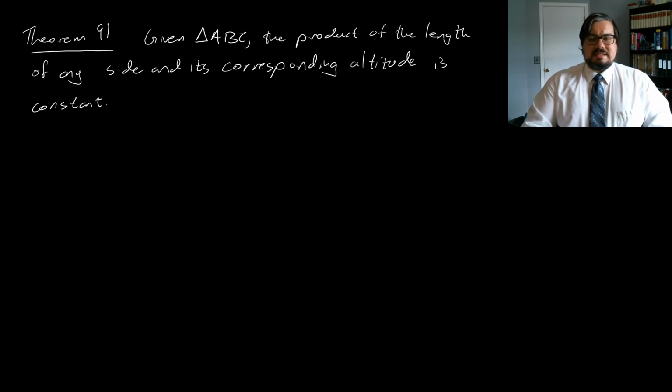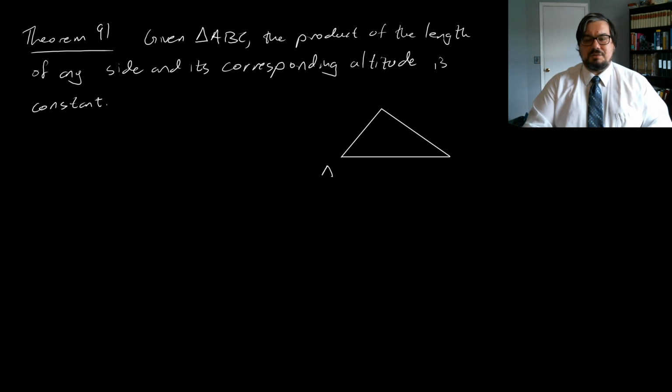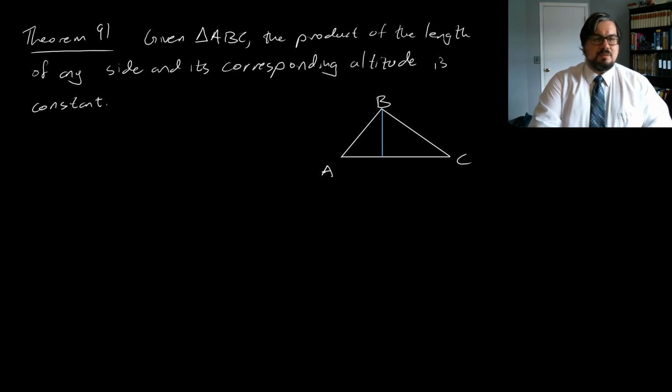All right, so what does this say? It says that if we take a triangle, there are several different altitudes that we can take. We could take, for instance, the altitude from B down to AC. We could take the altitude from A up to the line BC, for instance. We could take, for instance, these two altitudes.